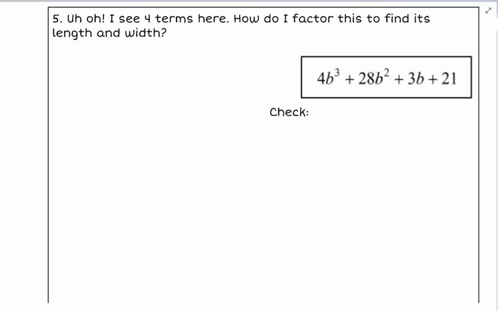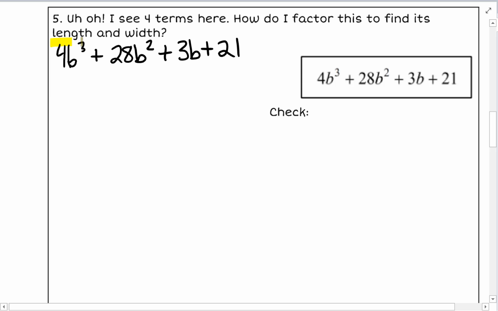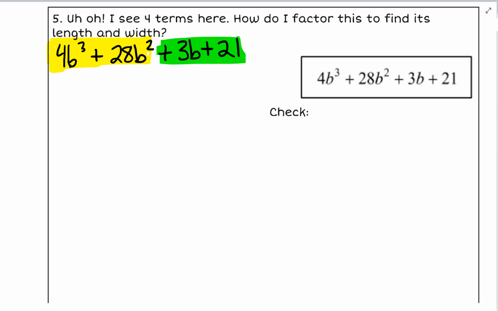Uh-oh, I see 4 terms here. How do I factor this to find its length and width? This seems like a lot to handle all at once. So to begin, I'm going to break it down into 2 groups of 2 terms. One group is the first 2 terms, and my second group is the second 2 terms. And now I'm going to factor just these groups, just 2 terms at a time.